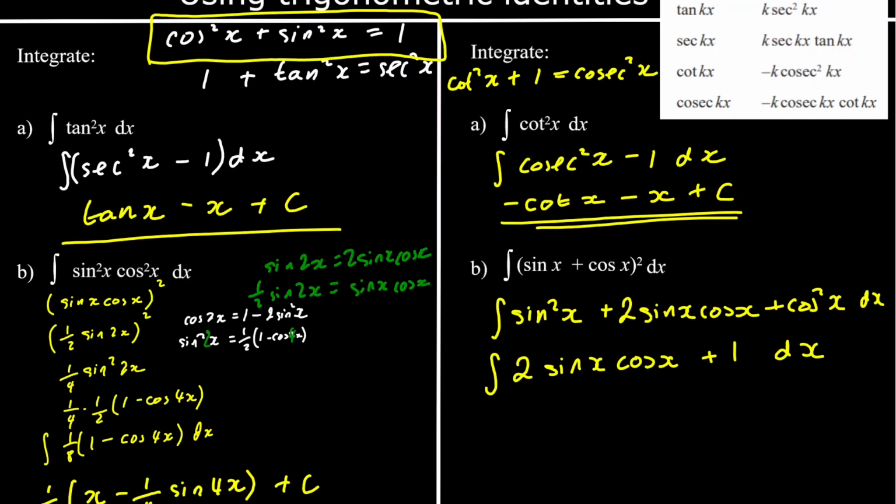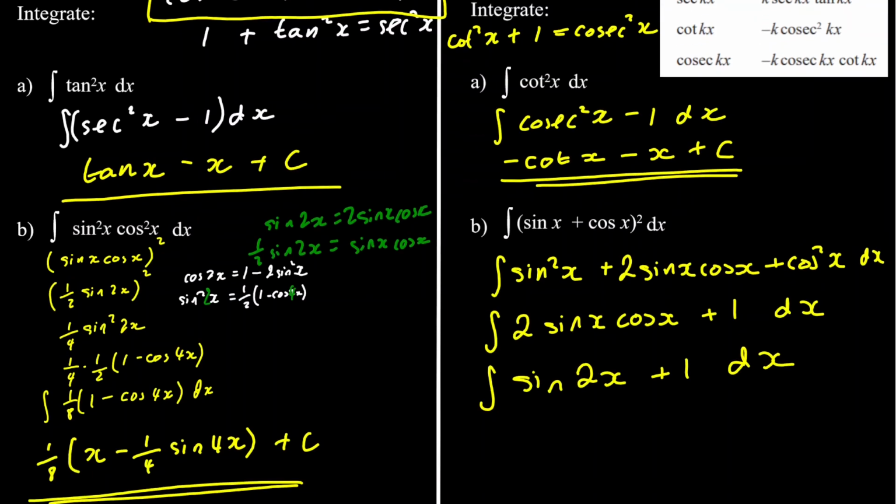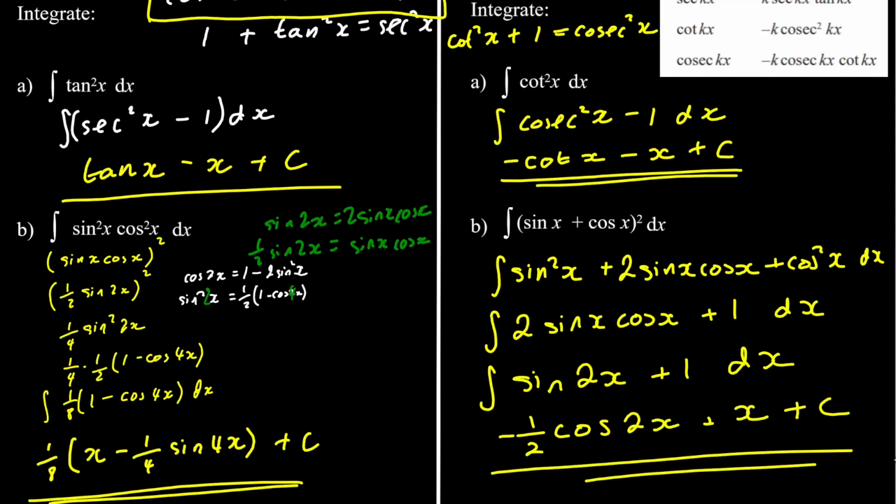2 sin x cos x, whenever we've got a sin x times a cos x, we're using sin 2x. So 2 sin x cos x is sin 2x. So we're integrating sin 2x plus 1 with respect to x. Sin integrates to give a negative cos, and we divide by the bracket differentiated. So it's minus a half cos 2x. The 1 integrates to give x, and we plus c.